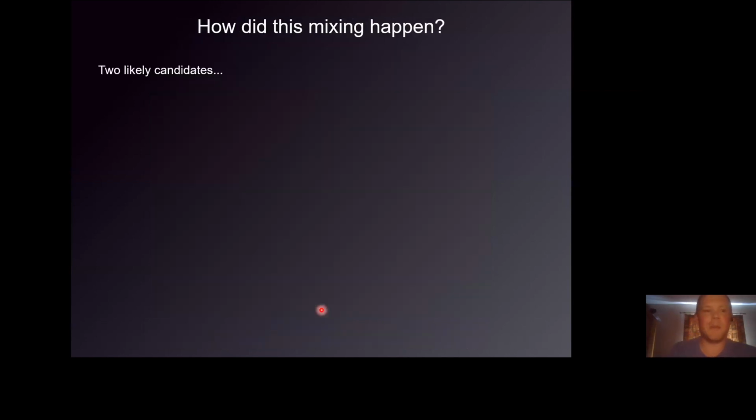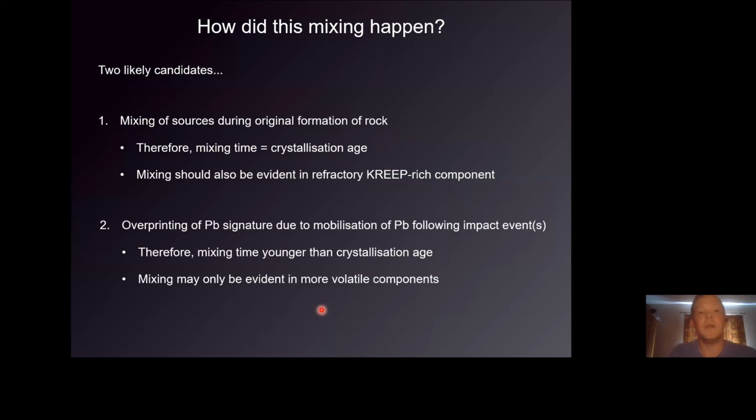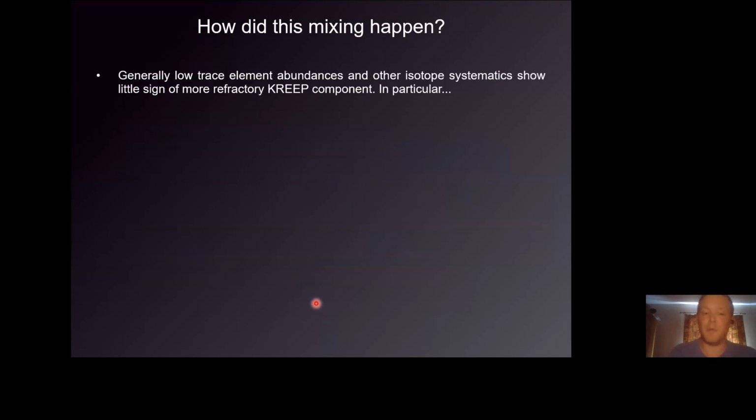So how did this mixing happen? I think there's two likely candidates. One is that you have some sort of mixing in the sources as the formation of the rock was occurring, in which case the mixing time would roughly equate to the crystallization time, probably. But we should also then expect that we might see the mixing in other elements, particularly in some more refractory elements. The other alternative, I think, is that the mixing is due to some kind of mobilization of lead during an impact event, in which case the mixing time is younger than the crystallization age, but it may only be evident in more volatile components.